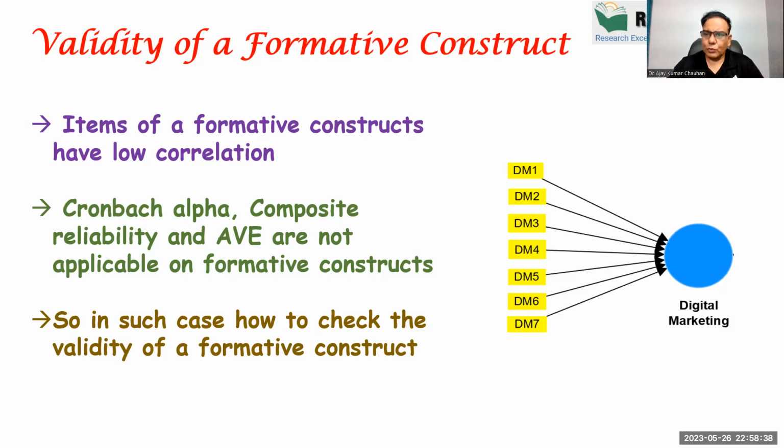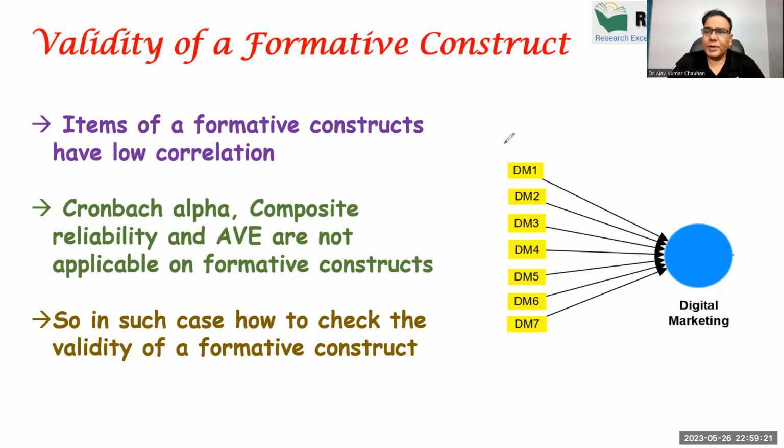Now, there are few properties of a formative construct. Number one, if you have any formative construct, like in this diagram, the digital marketing is a formative construct. So one of the features of the items of a formative construct is that the correlation between them is low. Normally, in a reflective construct, the items are highly correlated, but in a formative construct, the items have low correlation.